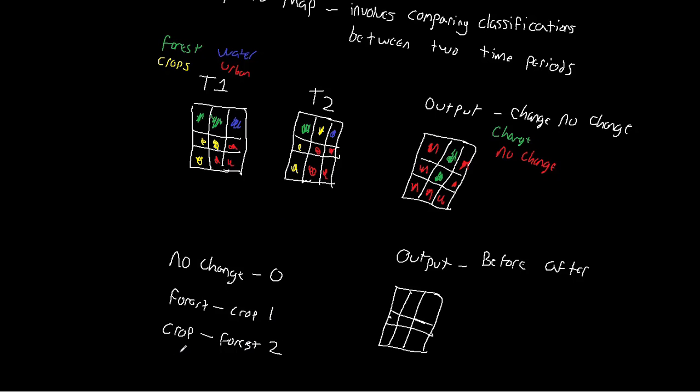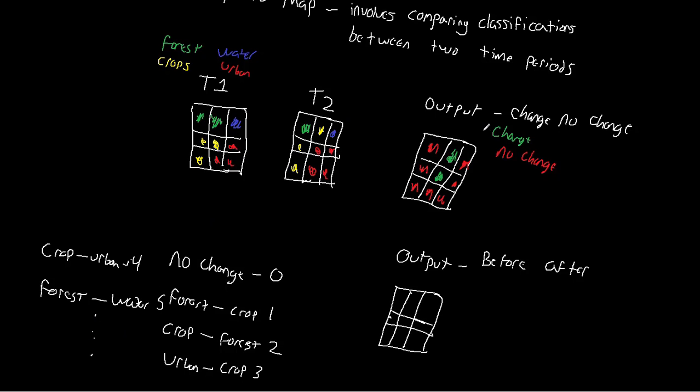If it's urban to crop, call that 3. If it's crop to urban, we call that a 4. I'm trying to make sure that at a minimum I include the ones we have. So we went from crop to urban, we went from forest to crop, and we could say if it went from forest to water, call that a 5, etc., etc.